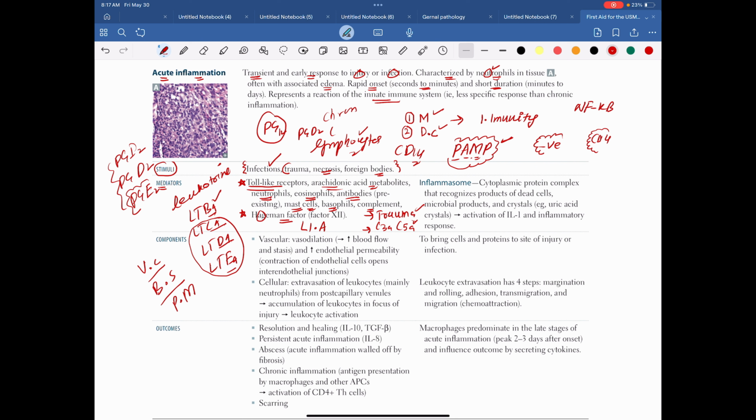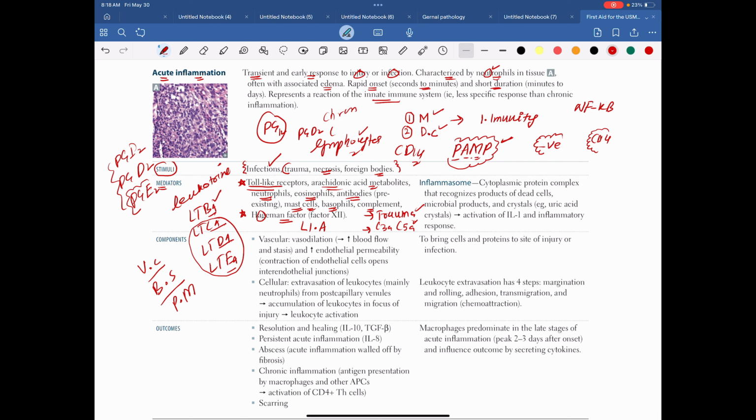Then in turn, how many systems is Hageman factor going to activate? It is going to activate the coagulation system, the fibrinolytic system, the complement system, and then the kinin system. So these are the important points.